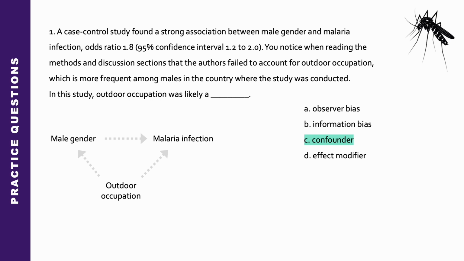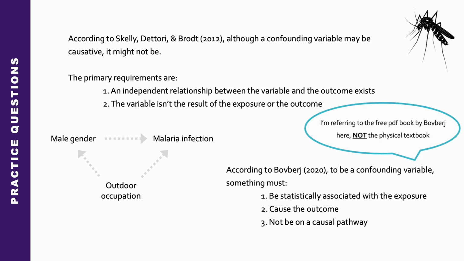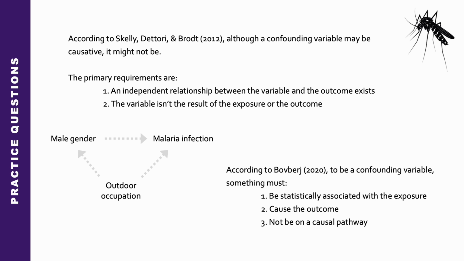In your textbook, she words the criteria for a variable to be a confounder as needing to cause the outcome, but rather than a true causal relationship, I think it's better to think about it as it has to be associated with. Because if we said that outdoor occupation caused someone to be male, that doesn't really make sense. But outdoor occupation is associated with male gender.